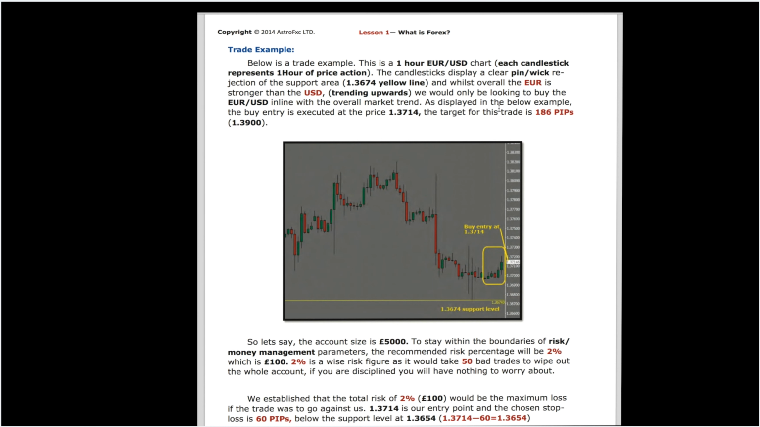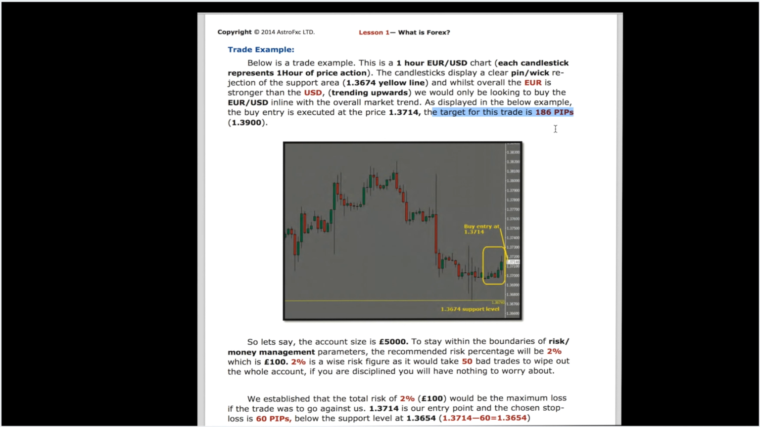Now, as displayed in the example, the buy entry is executed at the price 1.3714. The target for this trade is 186 pips. Now, the target is not displayed on this page. That came from the higher time frame perspective, so it's up here somewhere, all right? So as I've mentioned in prior videos, please look at the market, dissect the market, break the market down, and look at where it can potentially run to before getting fixated on how to enter.